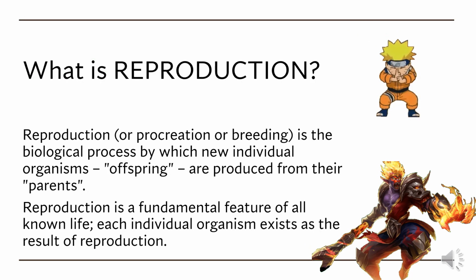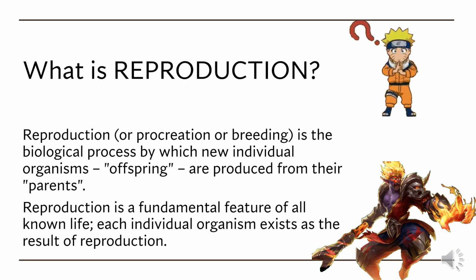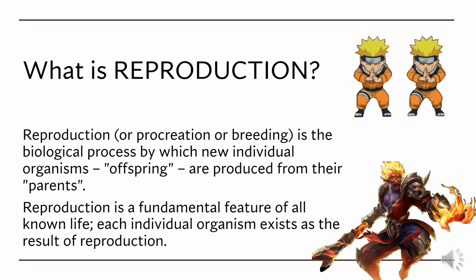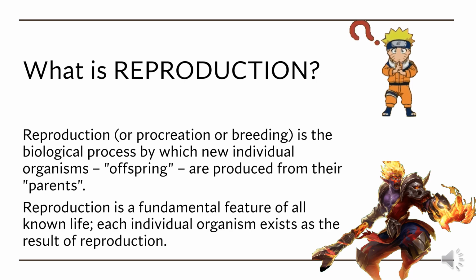Reproduction. Reproduction, or procreation or breeding, is the biological process by which new individual organisms called the offspring are produced from their parents. Reproduction is a fundamental feature of all known life. Each individual organism exists as the result of reproduction.